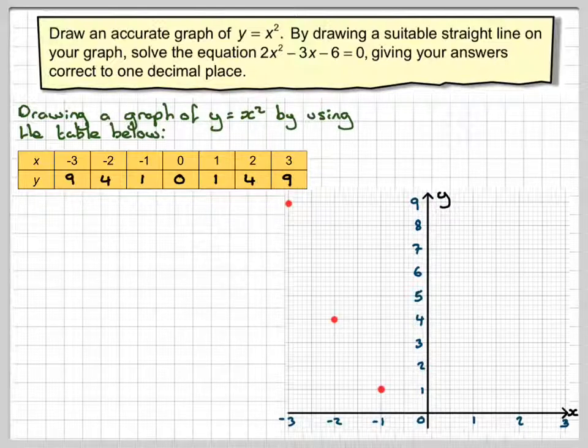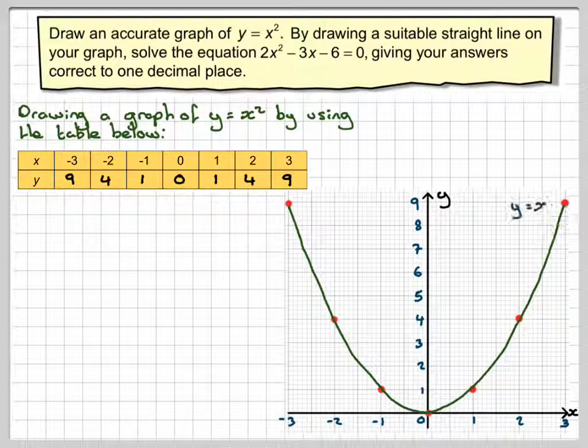So plotting those points on, you need to draw this graph as accurately as possible. If you find it difficult, take some extra points here and here, and probably here and here and here and here to get a more accurate graph. It's easy if you turn the paper upside down to get a smooth curve. Label it at one end, y equals x squared.